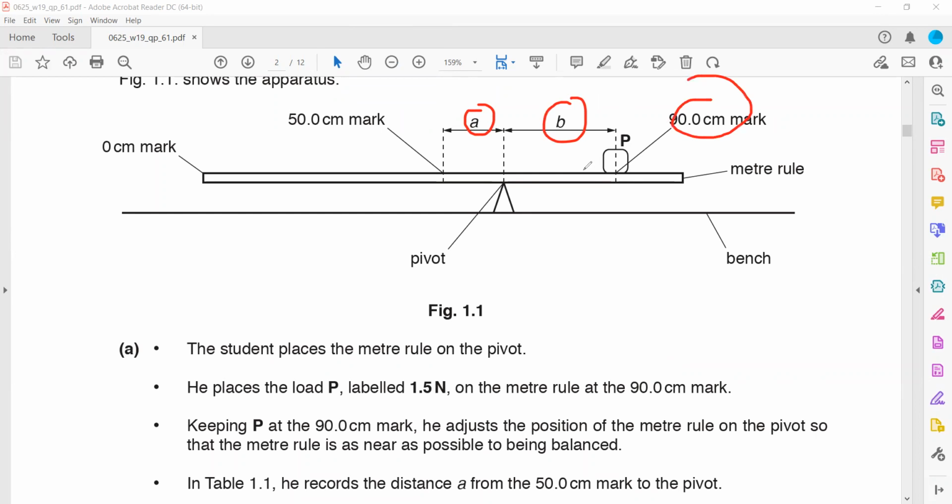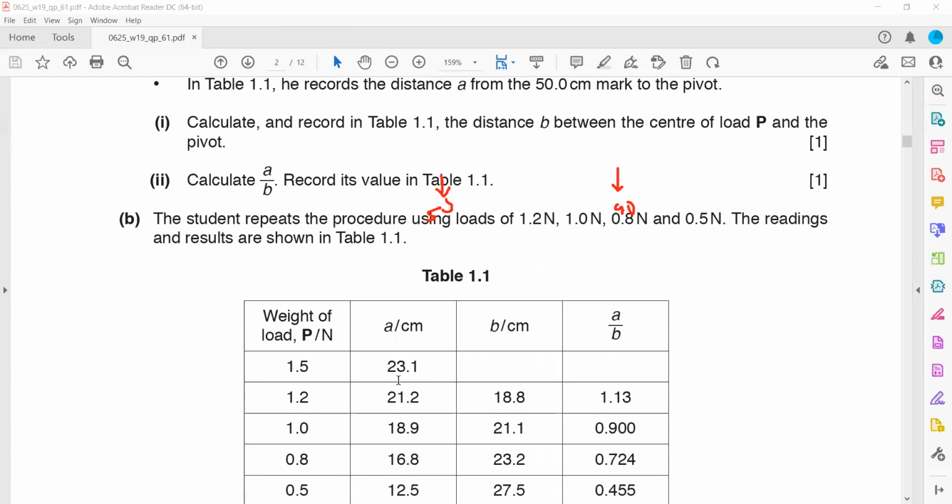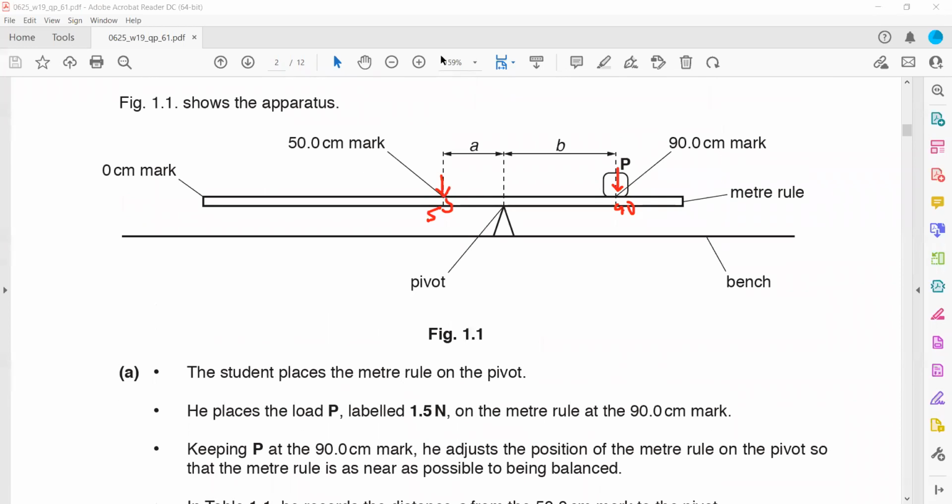And then what about B? P is at the 90 mark. The center of mass of the meter rule is at the 50 mark and the load P is placed at the 90 mark. And A is a distance which is how much? 23.1. So A is 23.1 because from 50 to 90 the total distance is 40. Out of this 40, A is 23.1.